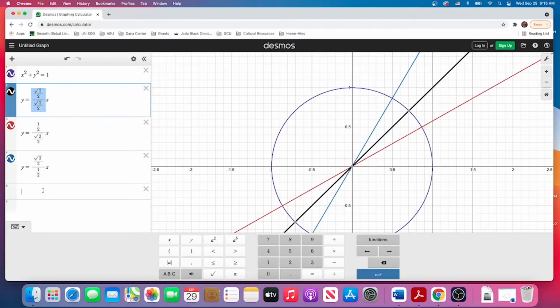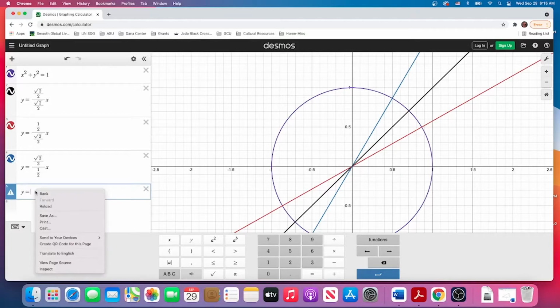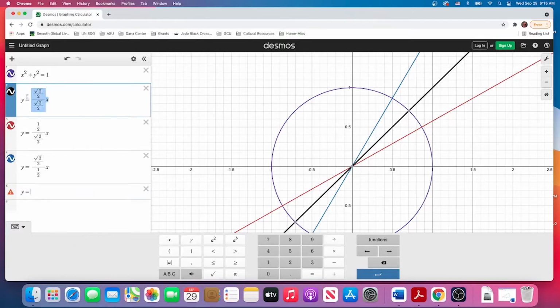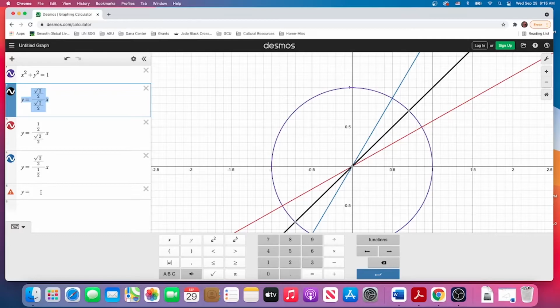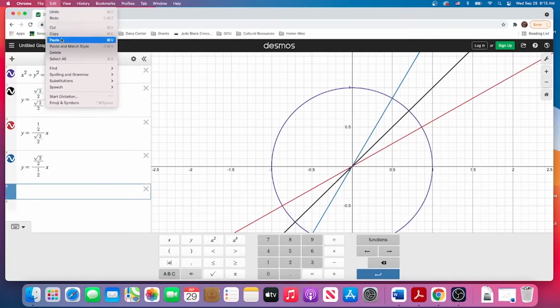Control C. Let's try this. Y equals, let's see if I can paste. No, it's, I just started using a Mac again, and let's see, maybe in Desmos I can actually copy. Let's try this, and then try a paste.